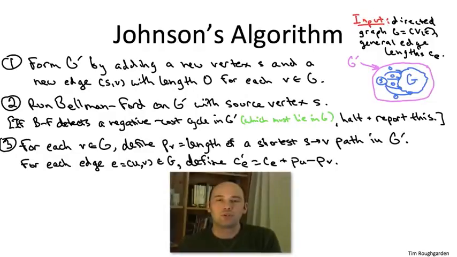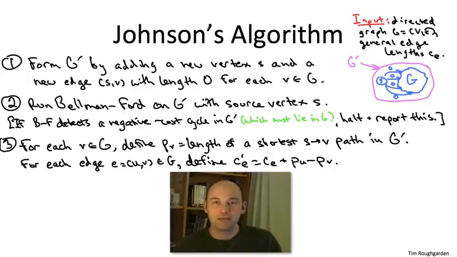In the example, we saw that the new edge lengths c prime were all non-negative. We will shortly prove that that property holds in general. If you define your vertex weights in terms of shortest path distances from the new vertex s to everybody else in this augmented graph G prime, it is always the case that your new edge lengths will be non-negative.